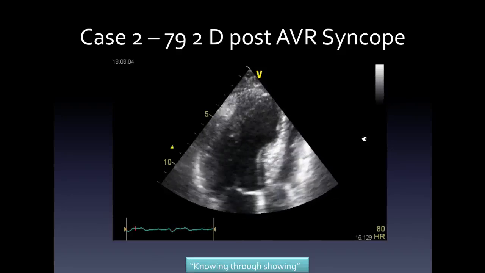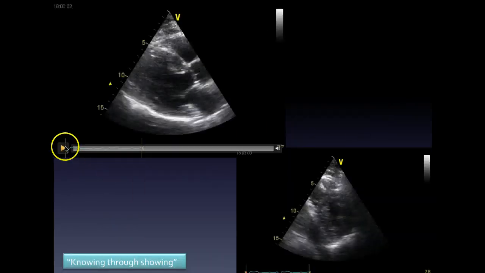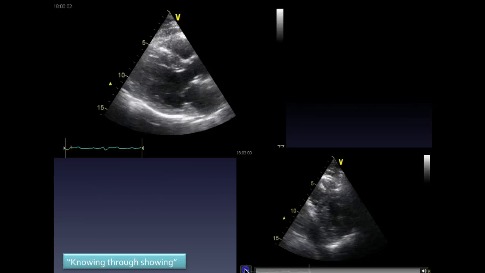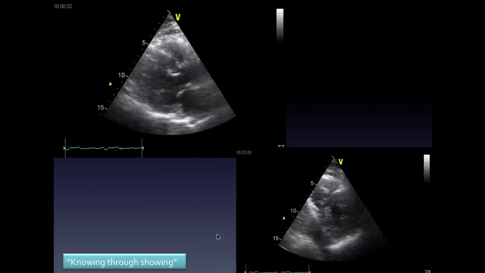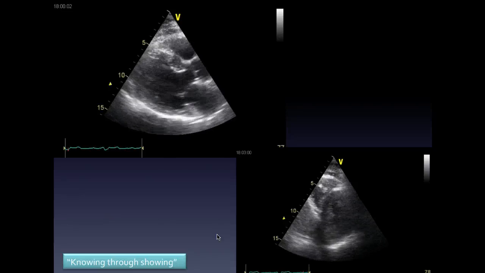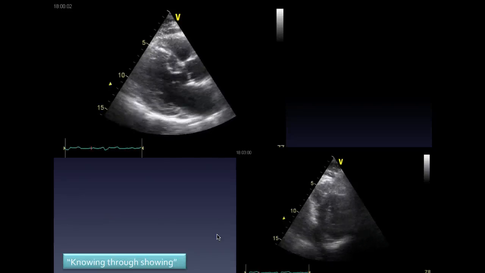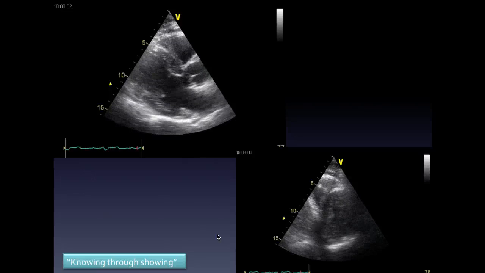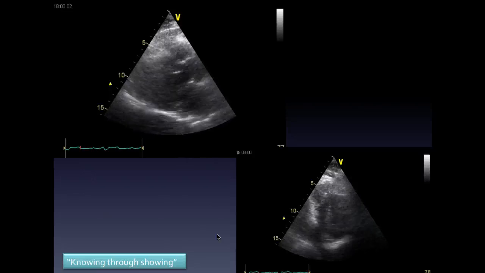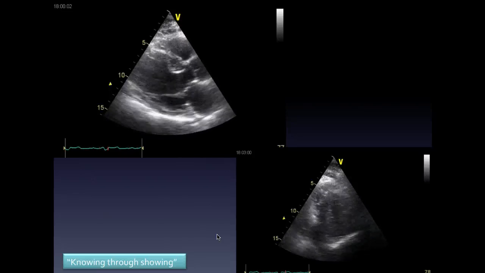Let's take another view. In fact, let's take 2 views. This is the parasternal long axis view, and this is the parasternal short axis view. I'm purposely showing you these because this is the real world. This is the real patient. These are the views we get. They're not the beautiful ones I just showed you. So now you'd be a little more confident, wouldn't you?